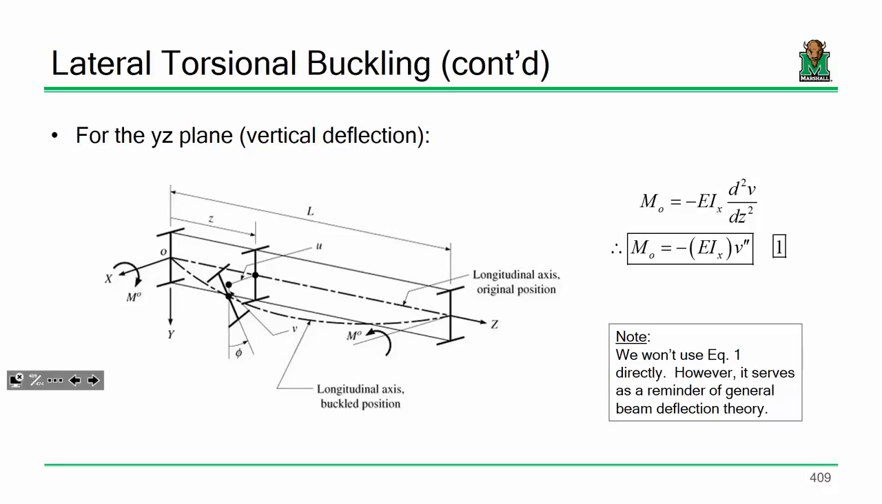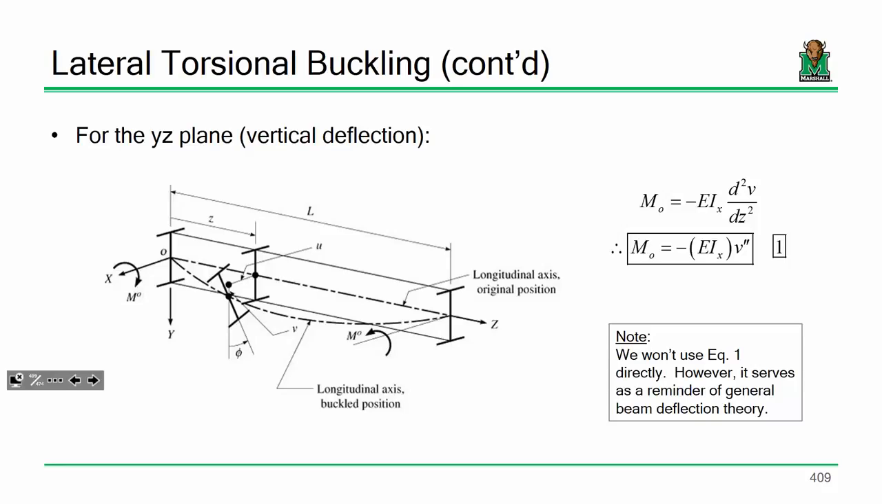So that's point 1. Point 2. This is a simple support. What do you know about simple supports? What is true at a simple support? We know the deflection equals 0. What else do we know equals 0 at a simple support?